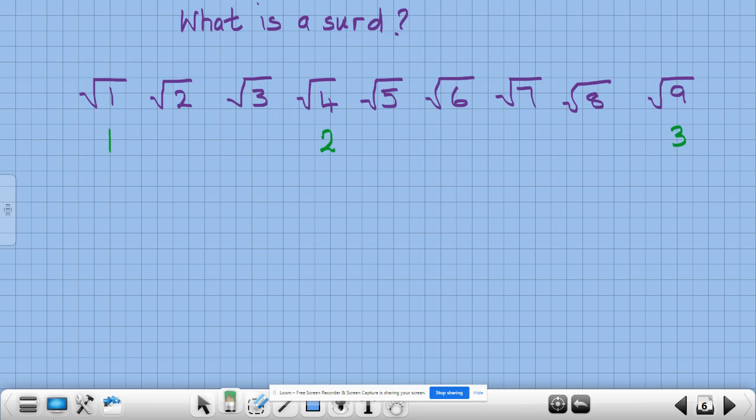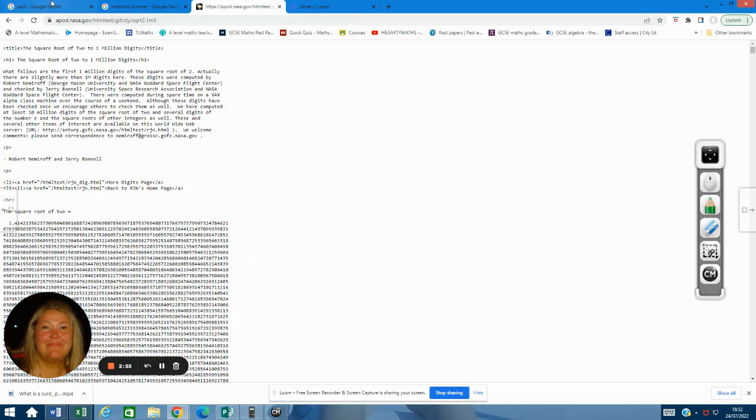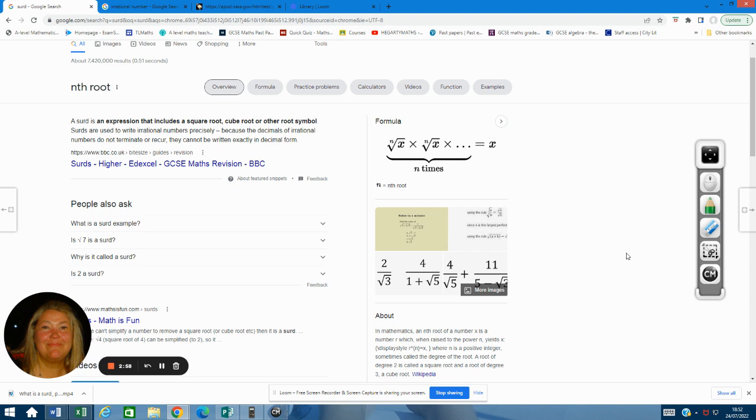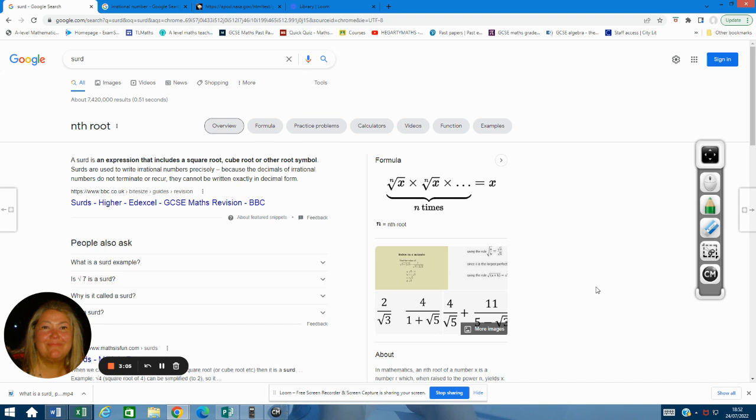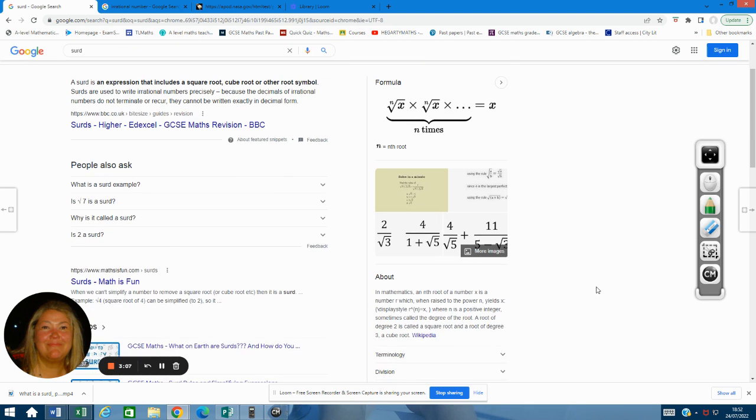And what I've also done, just to help, is to Google. Always feel like you can Google things if you want an explanation. Let's see what it says here. So I Googled what is a surd, and it gives us this definition. A surd is an expression that includes a square root, cube root, or other root symbol. Surds are used to write irrational numbers precisely, because the decimals of irrational numbers do not terminate or recur. They cannot be written exactly in decimal form.